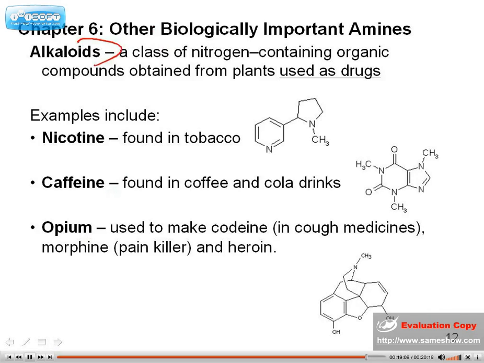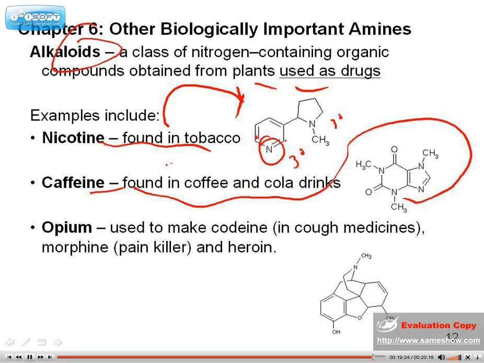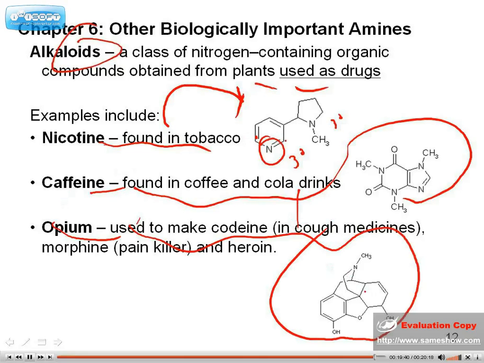Alkaloids. So these are plant drugs. These plant drugs all contain amines. This right here is a tertiary amine, 3 bonds to a carbon. Here we have another tertiary amine. So this is what tobacco looks like. This is what caffeine looks like. And then this is what opium looks like. Notice the cool, we call this a bicycloalkane because you have a bridge that goes right across. I always thought that was cool.